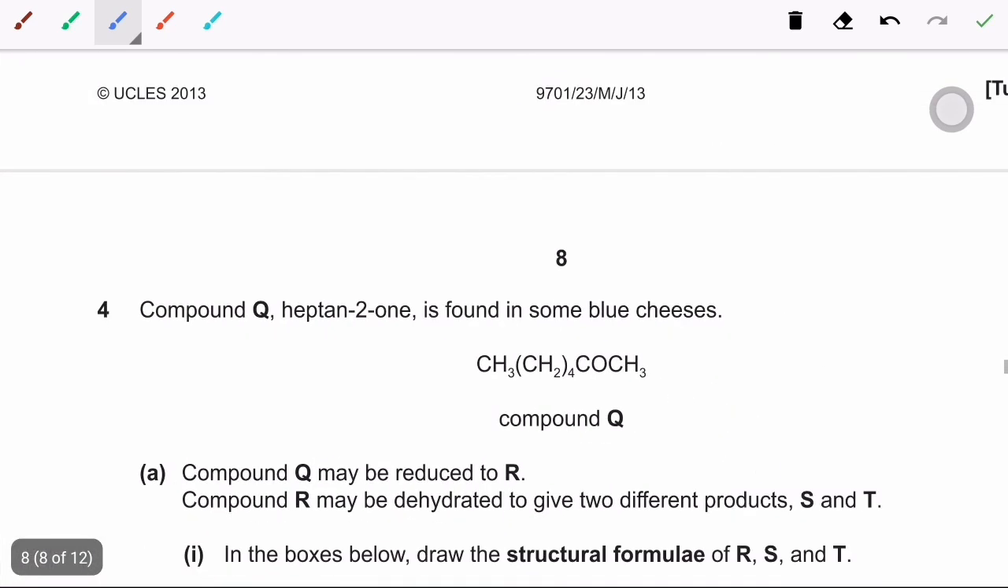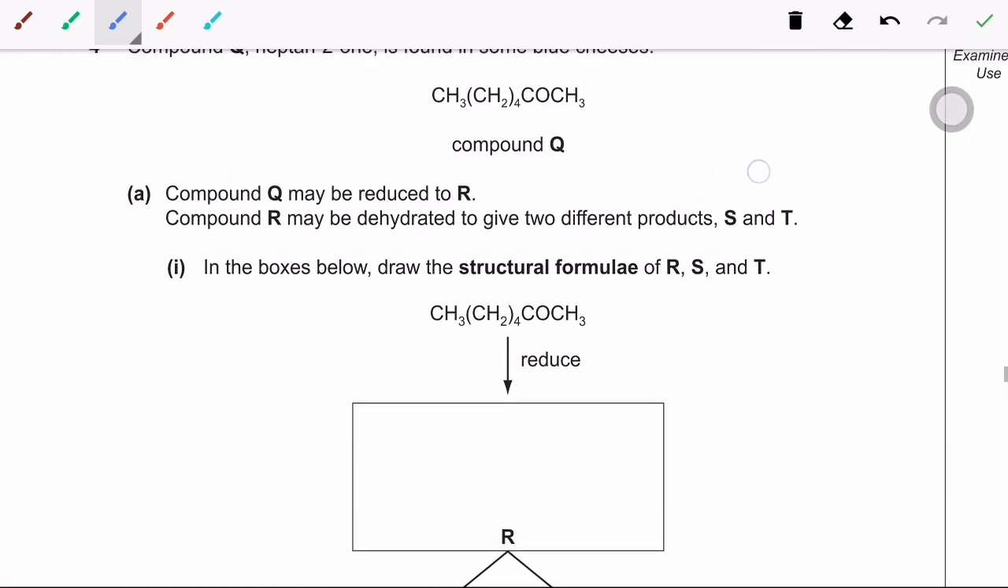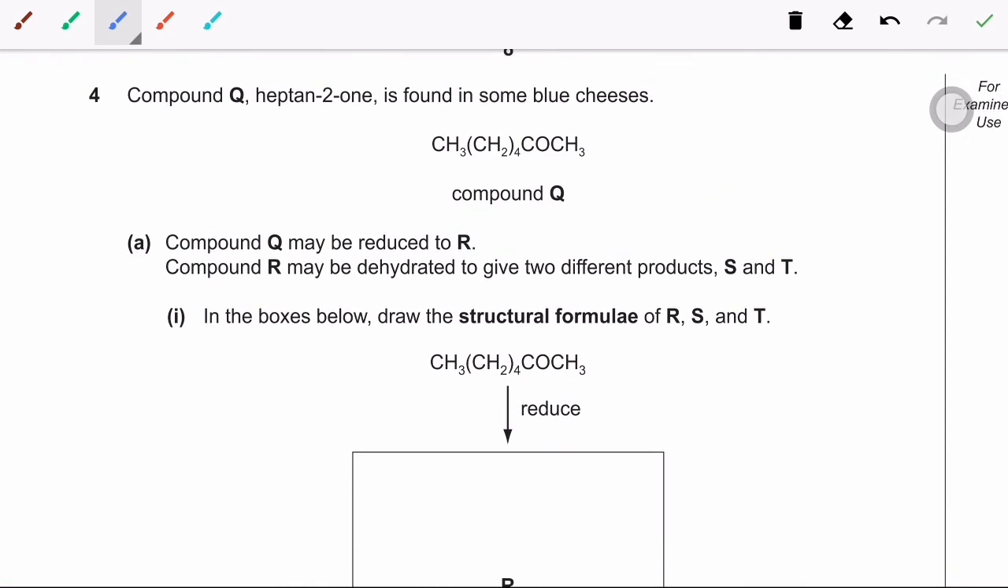Compound Q, heptan-2-one, is found in some blue cheeses. This is question 4, which we'll do in the next video because this video is almost 10 minutes now.